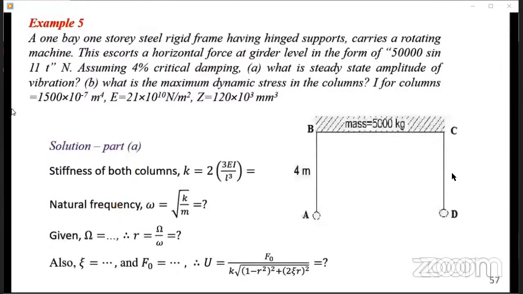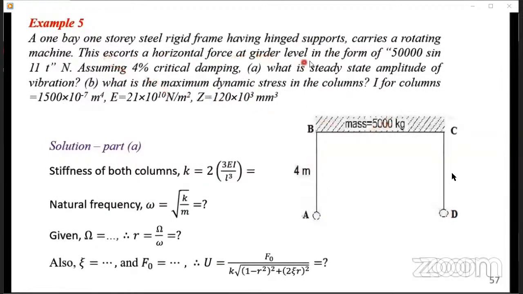You are given a single bay shown here. Be careful with the fixity. The round bar here shows that this is a pin support. Of course, this structure in itself can't stand, a pin won't stand. But consider this as part of a bay, maybe a bigger structure, which has been extracted for our analysis. So this is a hinge support. It carries a rotating machine.